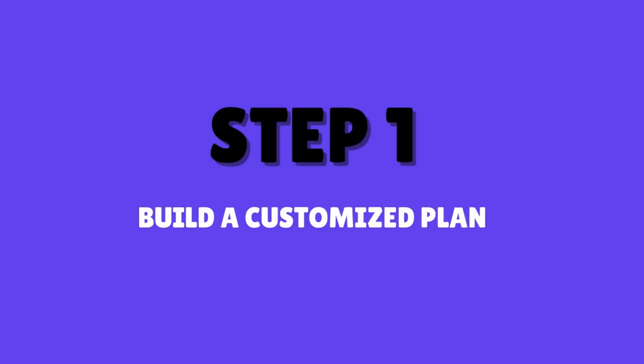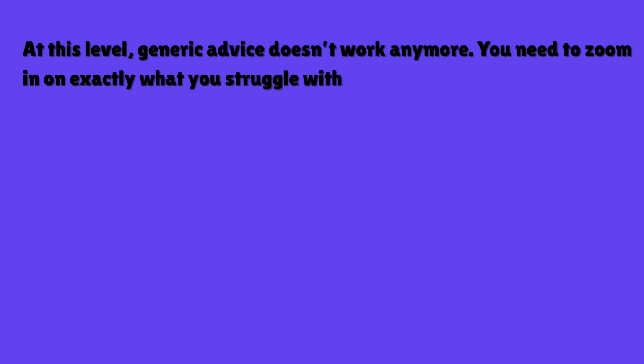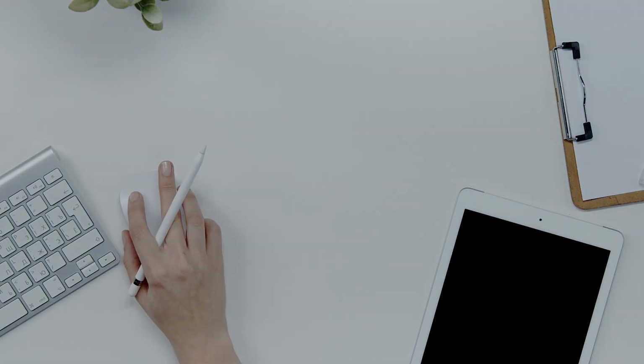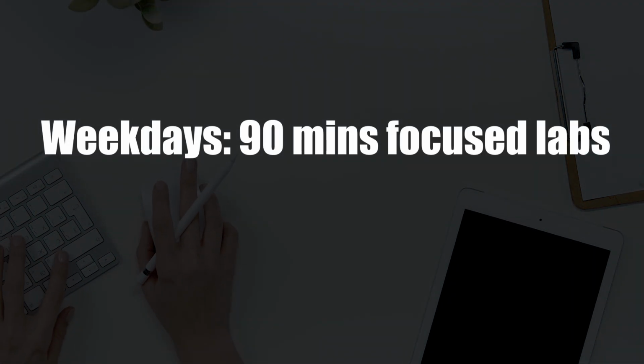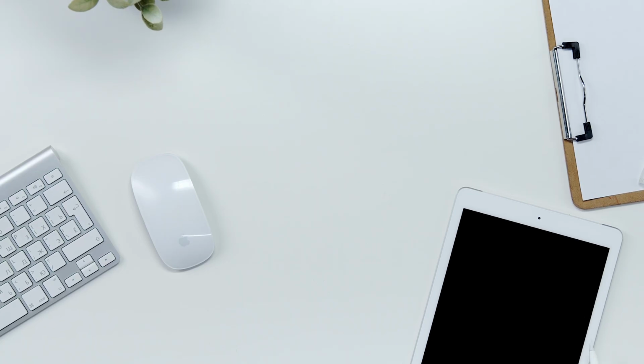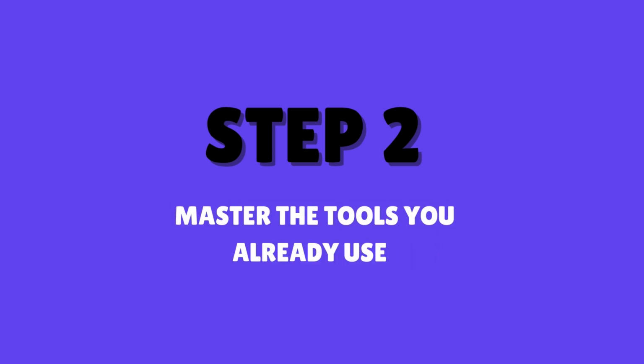Step 1. Build a customized plan. At this level, generic advice doesn't work anymore. You need to zoom in on exactly what you struggle with. Focus areas: deep enumeration, privilege escalation, Windows and Linux, buffer overflows, pivoting and tunneling, report writing. Tip, break it into weeks. Weekdays, 90 minutes of focused labs. Weekends, buffer overflow plus reporting drills. Track what you hack. Log what you learn. Stick to the plan.